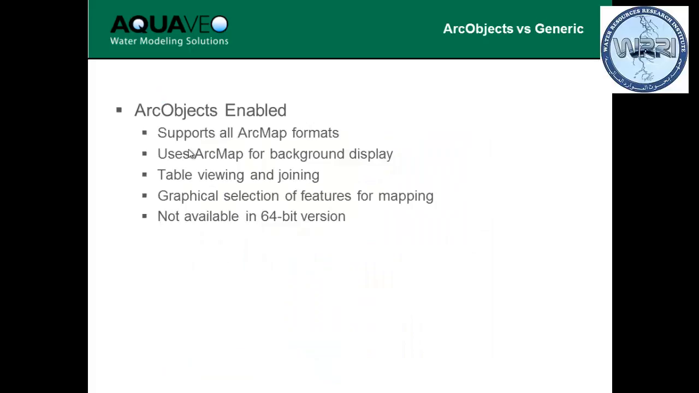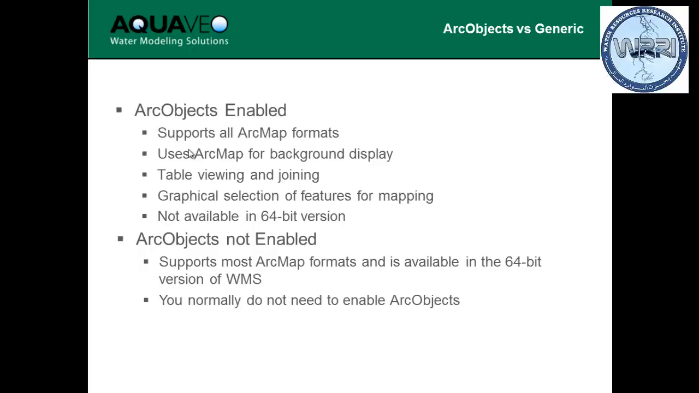GIS module. And if you have ArcGIS on your computer, do you guys have ArcGIS here? You do? Some people do. If you have ArcGIS and you're using the 32-bit version of WMS, you could enable ArcObjects. And ArcObjects will allow you to read anything that ArcGIS can read. But most of the time you're not going to even need it, because WMS will actually read pretty much any format anyway. So just through the GIS module.